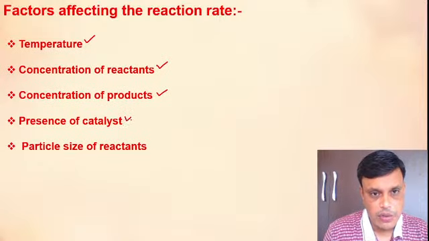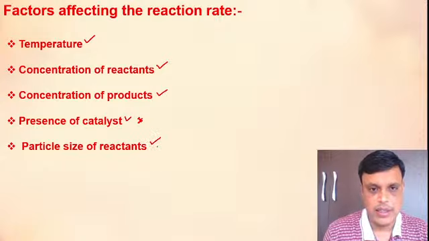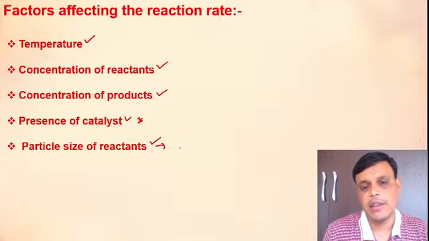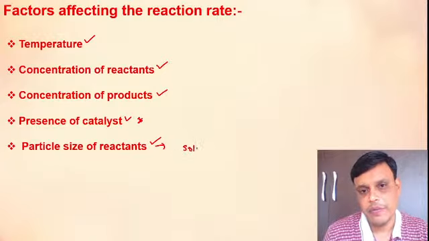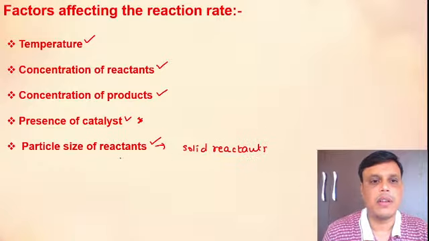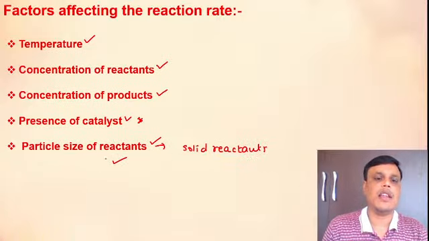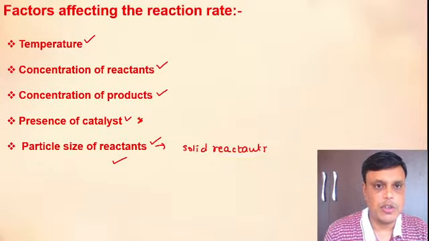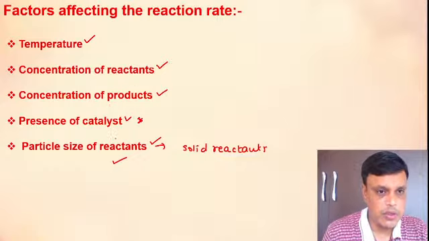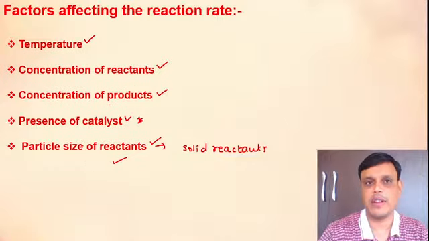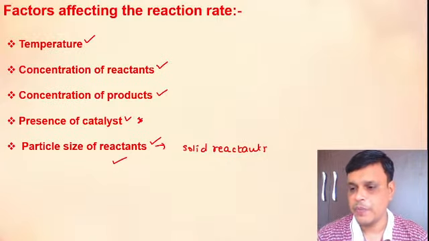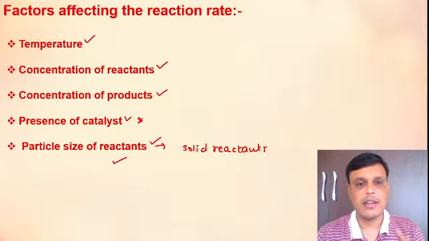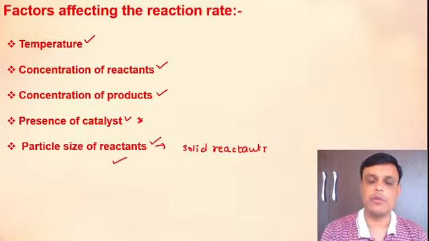Then presence of catalyst, which is also an important point. Then particle size of reactant, this is important when there is a solid reactant. So the rate depends upon the temperature, concentration of reactant, concentration of product, presence of catalyst, and particle size. So these 5 factors are there on which the rate of reaction depends. How these 5 factors affect the rate of reactions, that we will see one by one.